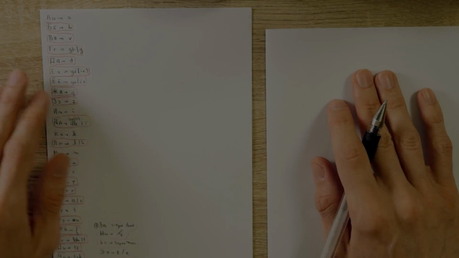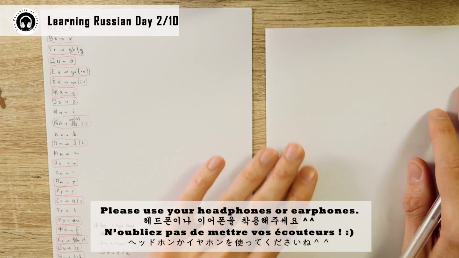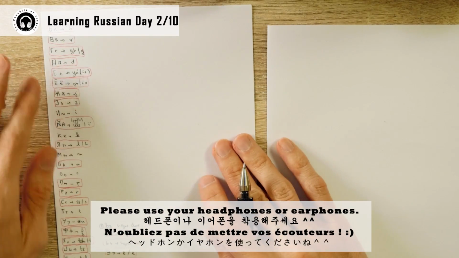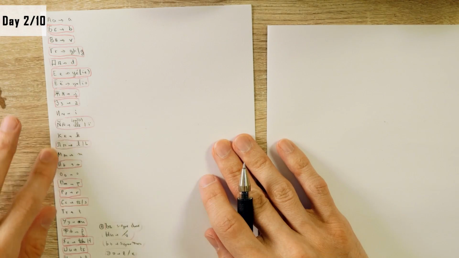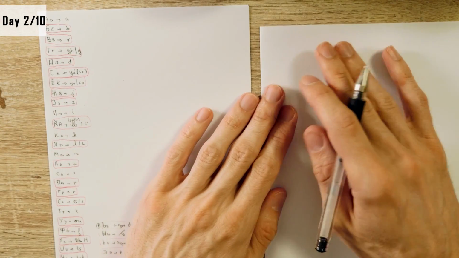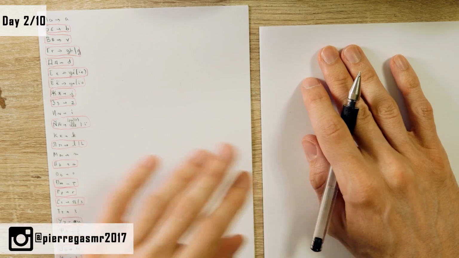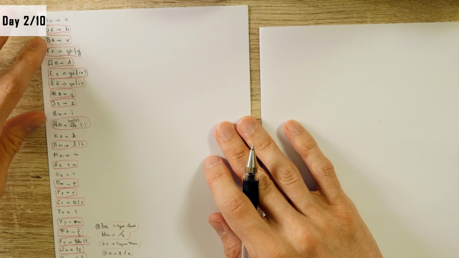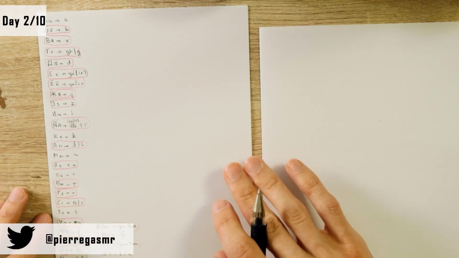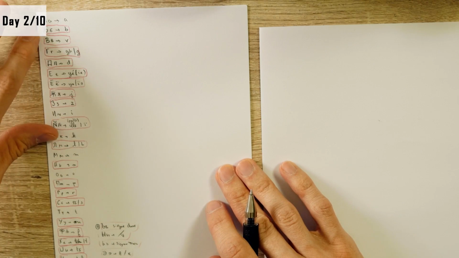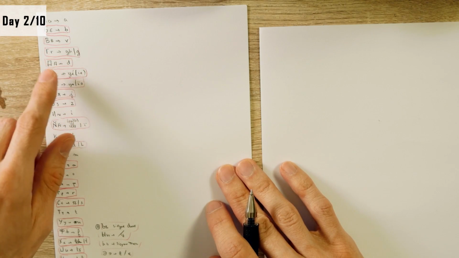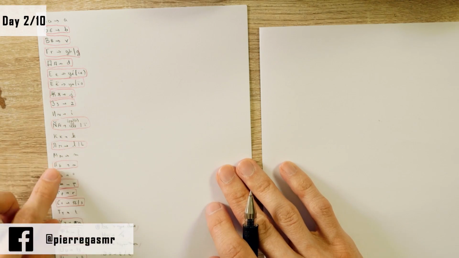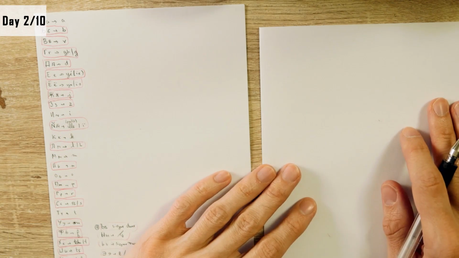Русский. I love русский. So today I will try to write the Russian alphabet on this paper with you. It's my second day learning Russian, and I am not sure about how to write the characters, but it's okay.